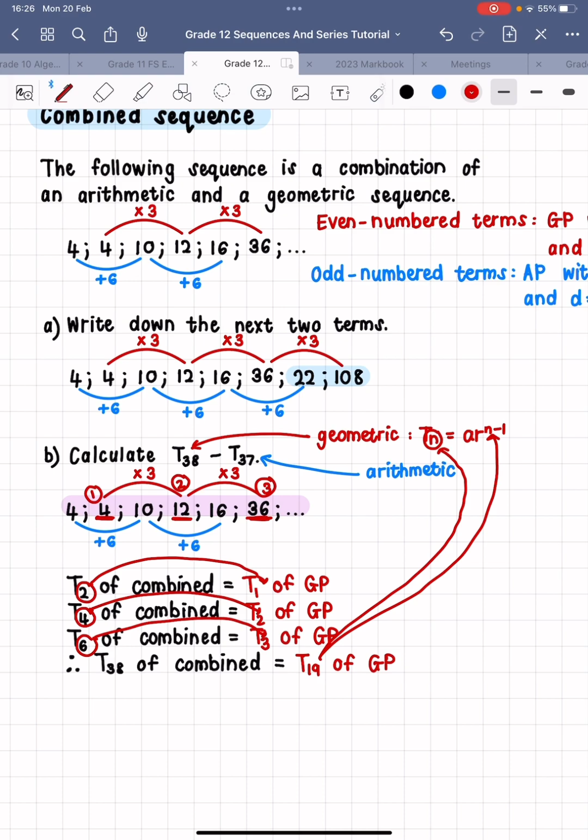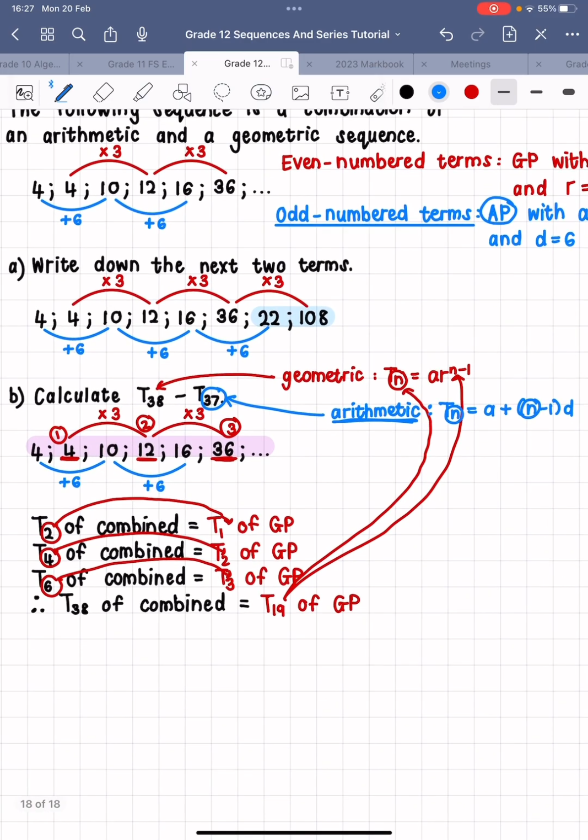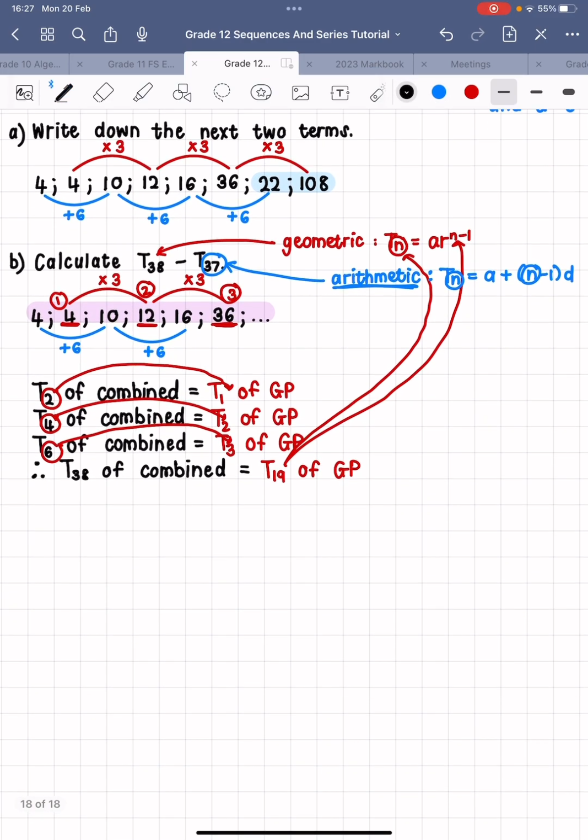Now we're going to do a similar thing for term 37 of the combined number pattern, because what did we write up here? We said that all the odd numbered terms are terms of the arithmetic progression, arithmetic pattern. Now we know that for an arithmetic pattern, we have this Tn formula, a plus n minus 1 times d. Again, we need to determine what is the n value, which term in the arithmetic pattern is going to give me term 37 of the combined number pattern. Now let's look at the blue pattern and let's compare. I'm going to make another list.